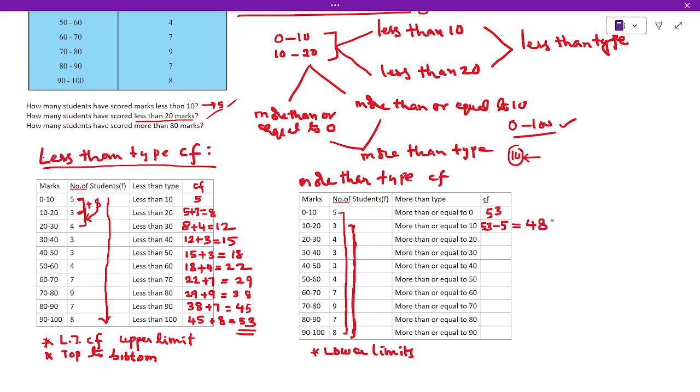Is that clear? And similarly more than or equal to 20. What is the meaning of that? I need to add all these numbers. I'm just going with the basic definition of this phrase, more than or equal to 20, right? When I'm saying more than or equal to 20, it means I want to know only the students who got 20 or more than 20. So that means these are the students.